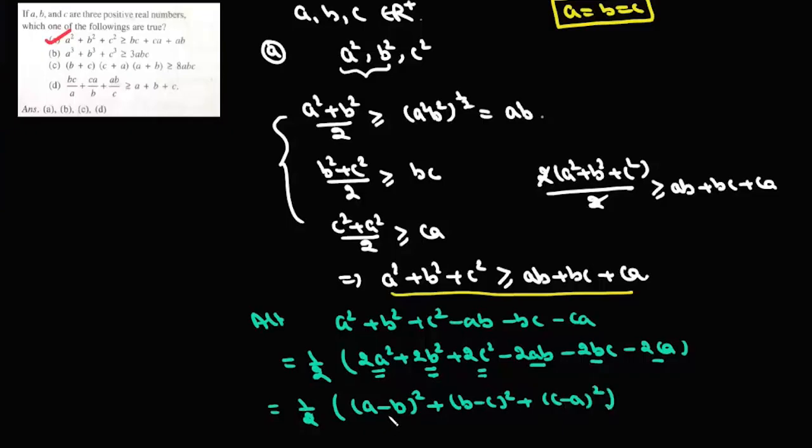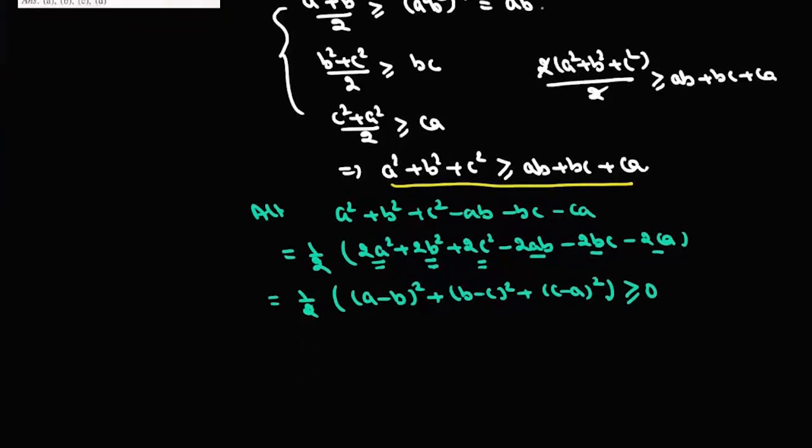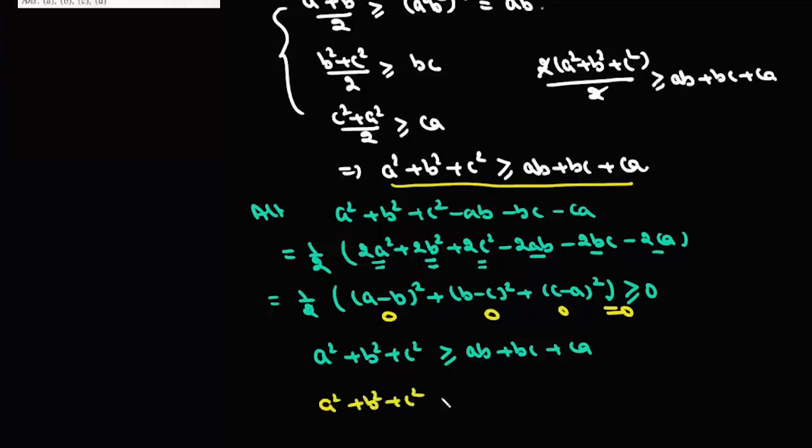Now we know that sum of squares is always greater than or equal to 0. So from here again we can write A square plus B square plus C square will be greater than or equal to AB plus BC plus CA, and we'll have the equality sign if each of the squares is 0. That means A square plus B square plus C square is equal to AB plus BC plus CA if A is equal to B and B is equal to C. So that's our option A.